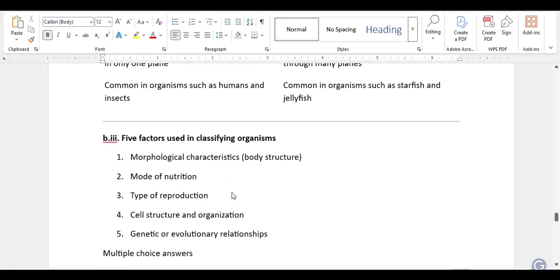Then, five factors used in classifying organisms. So we have morphological characteristics and the body structure. Second, mode of nutrition can also be used, type of reproduction, the cell structure and organization, and the genetic or evolutionary relationships can also be used.